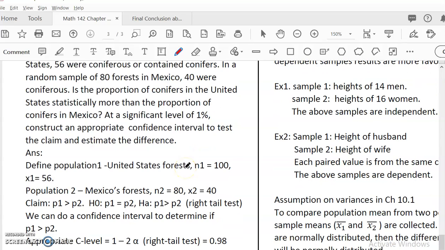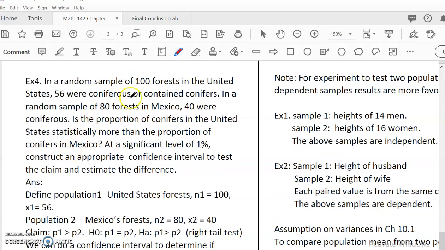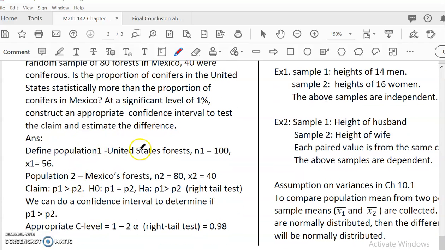So we can actually calculate a little bit. We will say, okay, they talk about the United States first. So population 1 is United States forests, n1 is 100, and X1 is 56. So obviously that's 56%, right? Because 56 over 100. Mexico's forests, we pick 80. X2 is 40, so 40 over 80 is 50%. So it seems like America has 5% more.